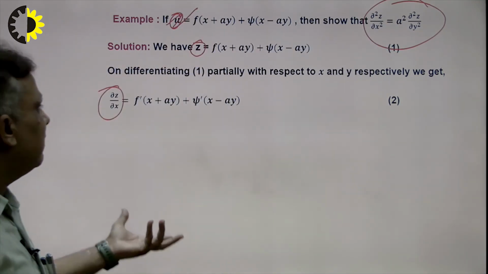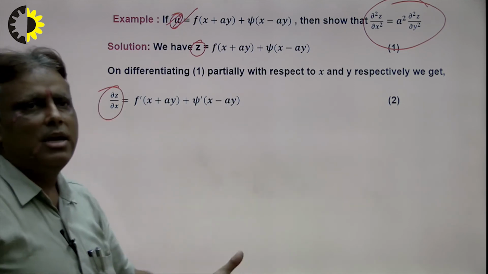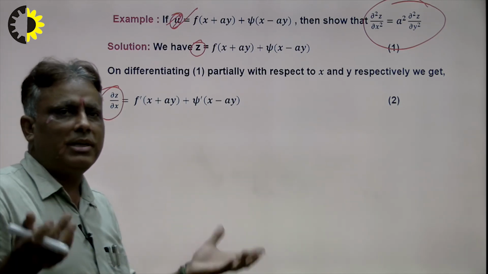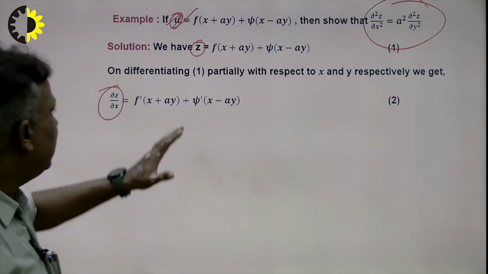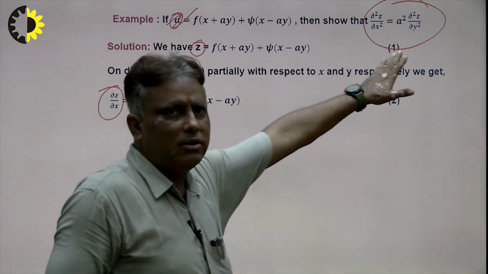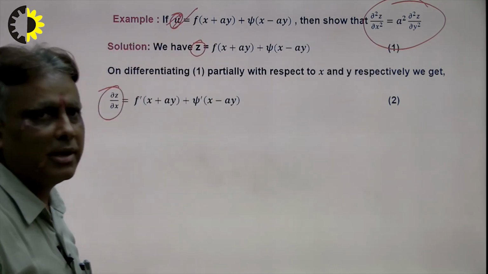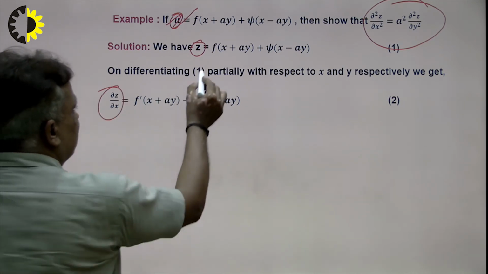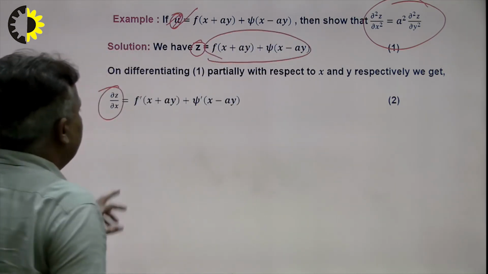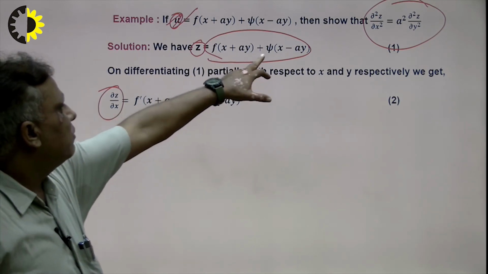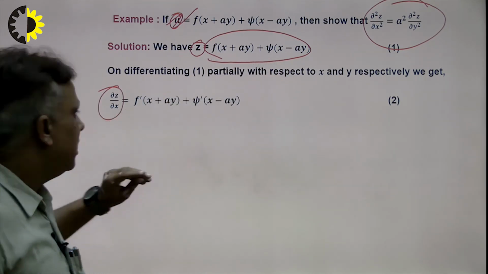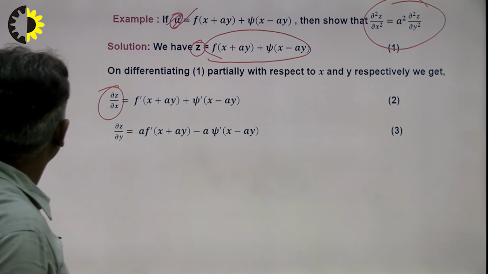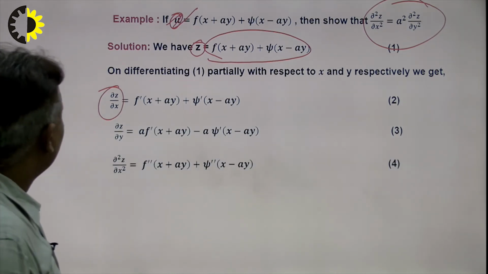In this way we can find out, and students keep in mind u and z both may be different, but when we solve the problem we take the hint from here, so u and z are both the same here. In this way we find out del z over del x. So how to differentiate this function? With f dash (x plus ay), the derivative of x is 1, psi dash (x minus ay), and that is 1. Now the question is how to differentiate it again and again and calculate the problem here.